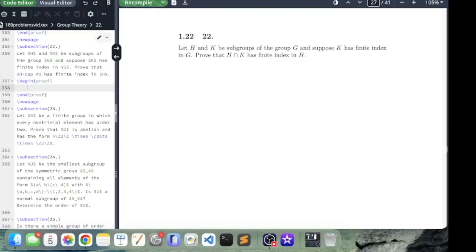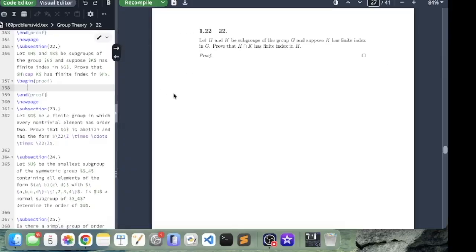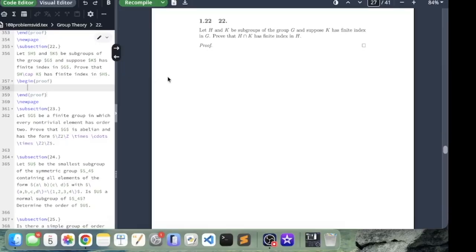All right, problem number 2 in group theory. Let H and K be subgroups of G, and suppose that K has finite index in G. Prove that H intersect K has finite index in H. Okay, so we're going to assume that we have everything that's in the question, and we want to prove that H intersect K has finite index in H.